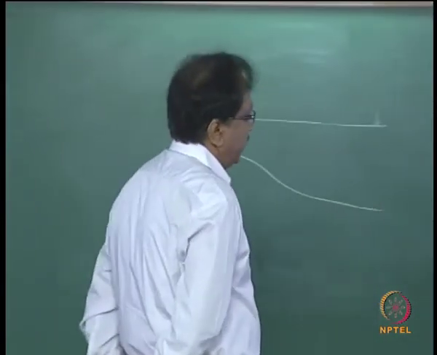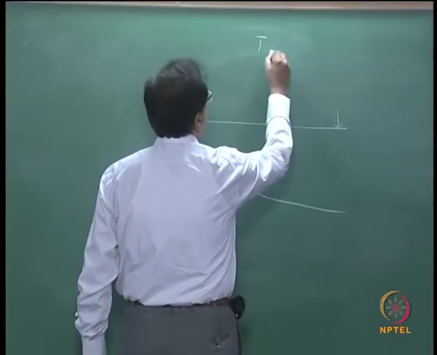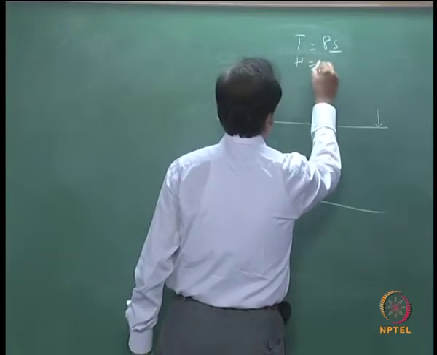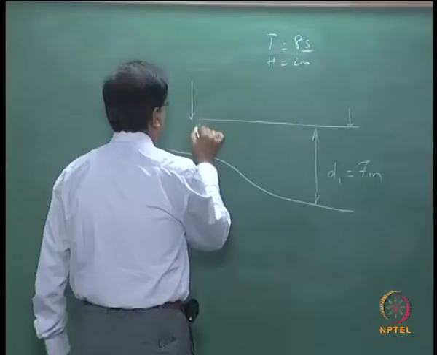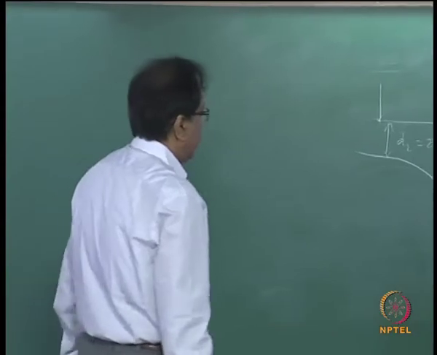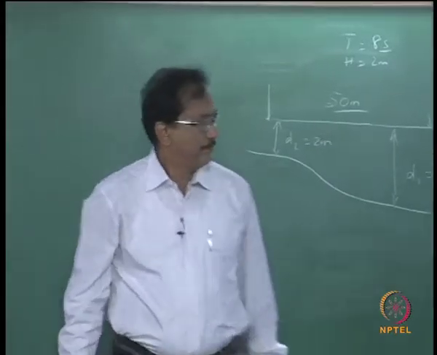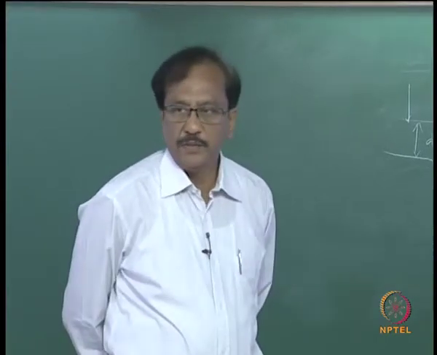How do you evaluate this? So here you have a wave T equal to 8 seconds, wave height is equal to 2 meters, and it is travelling from a deep water depth of 7 meters to a water depth of 2 meters. Maybe the step is approximately 50 meters long, and we need to get the reflection coefficient.